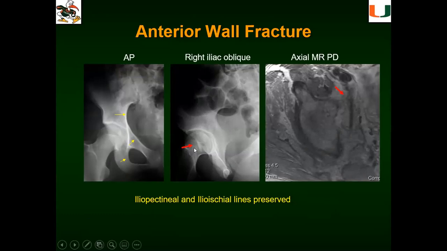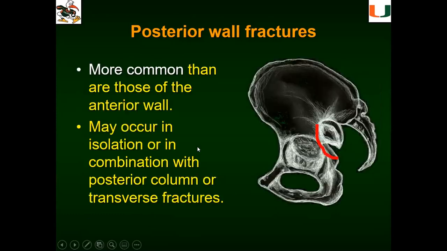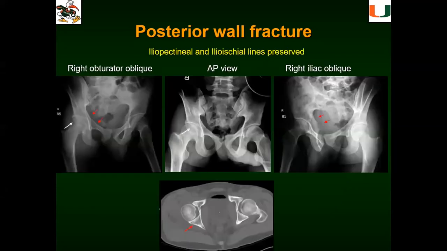If you look at the AP and the oblique on the AP, you have preservation of the iliopectineal and ilioischial lines. And on that right iliac oblique, you can see the disruption of that anterior wall. Posterior wall fractures are way more common than those of the anterior wall. They may occur in isolation or, again, in combination with posterior column or transverse type fractures.